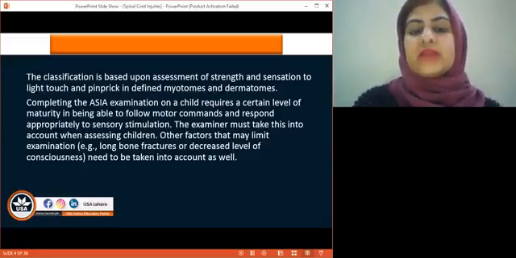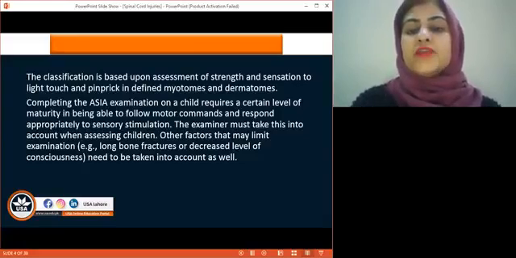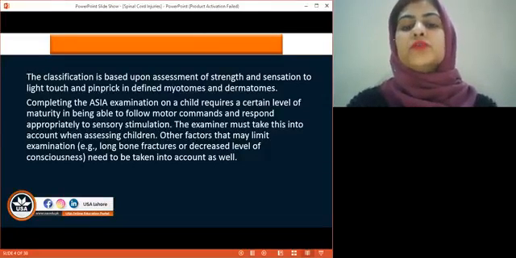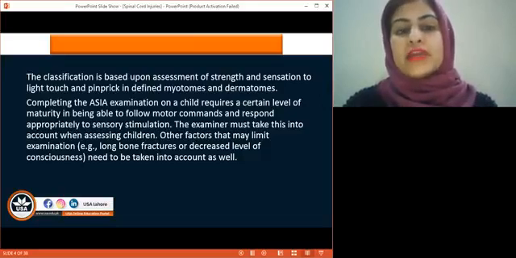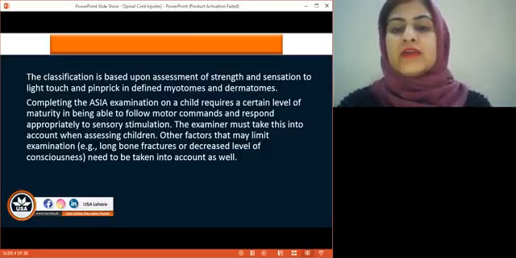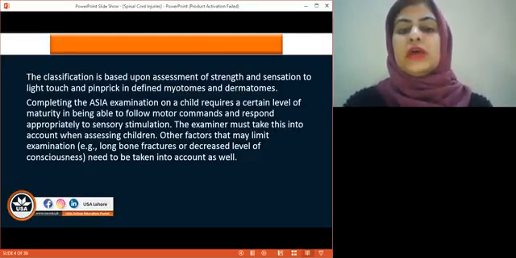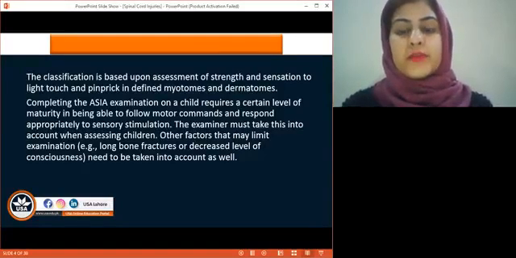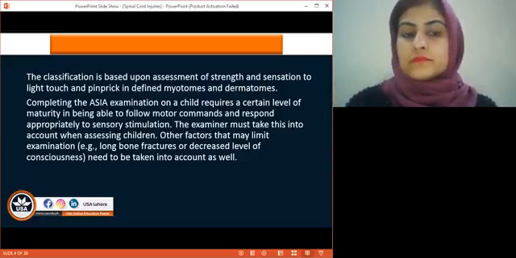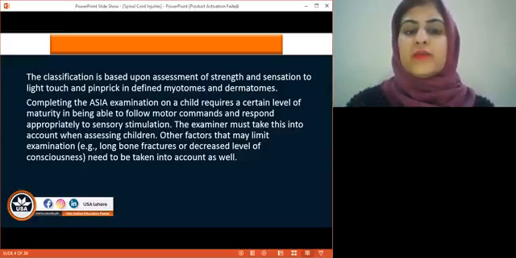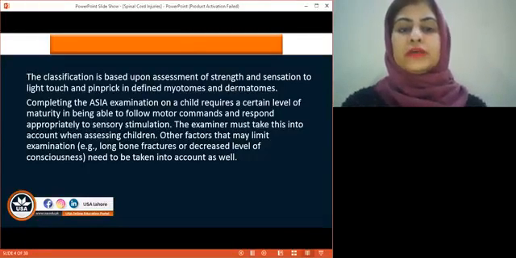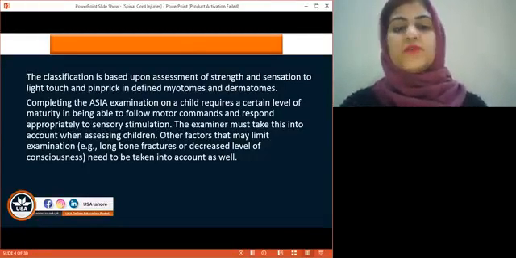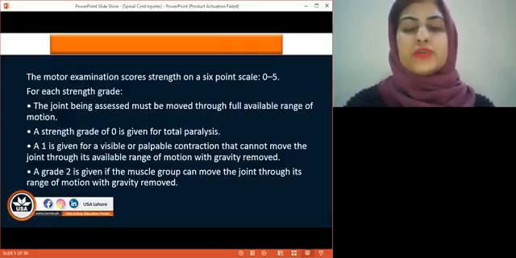When completing this scale, the examination of a child requires a certain level of maturity to be able to follow motor commands and respond appropriately to sensory stimulation. The examiner must take this into account when assessing children. Other factors that may limit the examination, for example the long bones, need to be taken into account as well. So the scale depends on the child's maturity to follow the motor commands and respond appropriately to sensory stimulation.